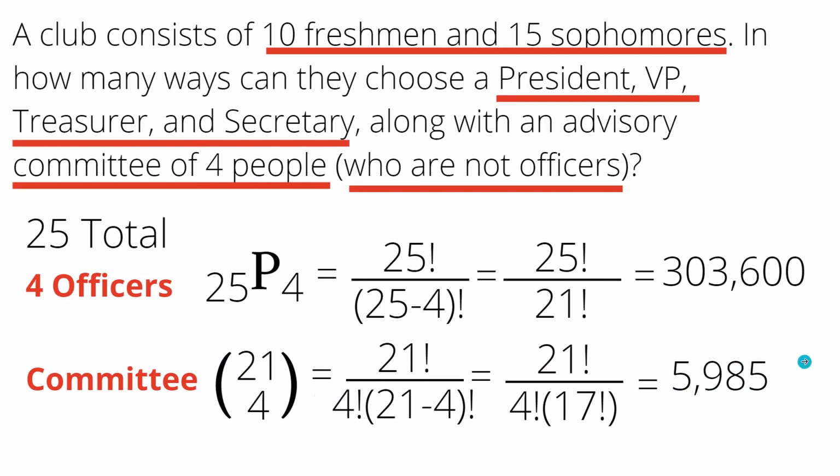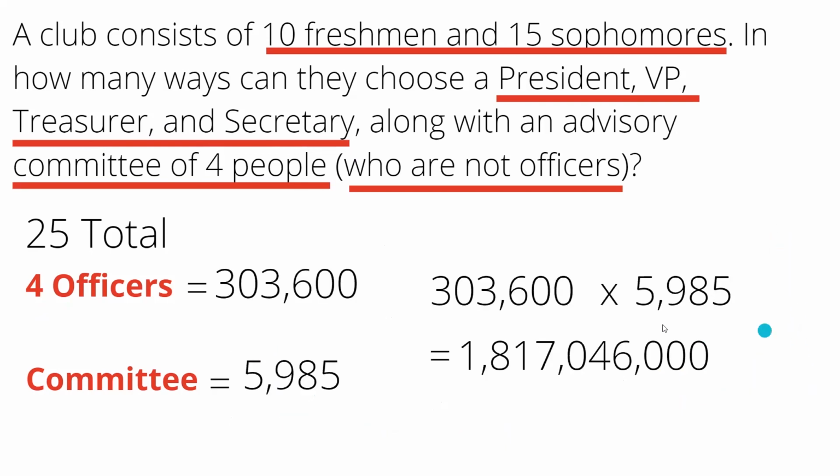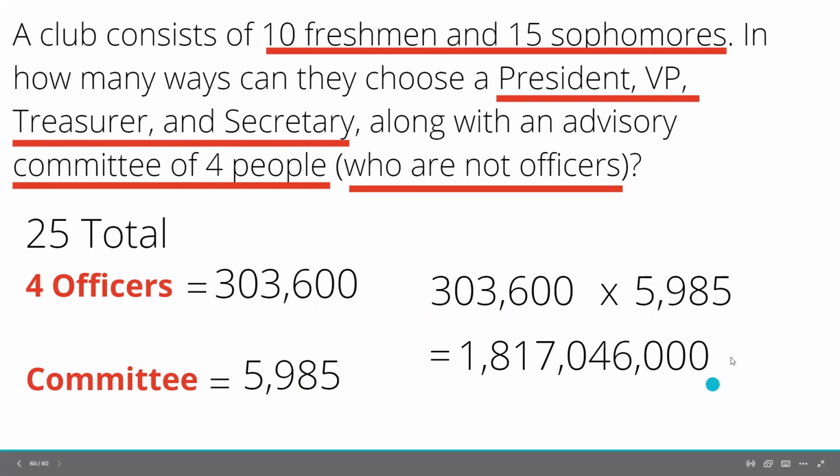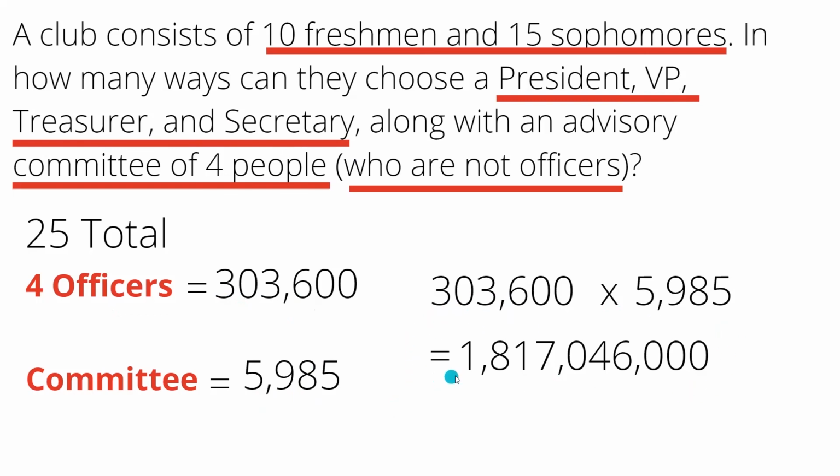Because I have 2 answers here. So when you have 2 distinct answers, so this was the first answer, 303,600, and the second answer, 5,985. To get the total, you will say 303,600 times 5,985. When you do that, you get this astronomical big number, 1,817,046,000.